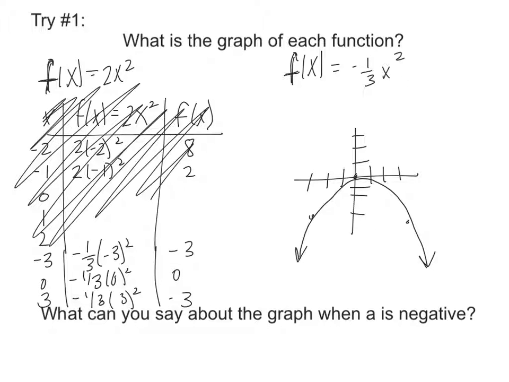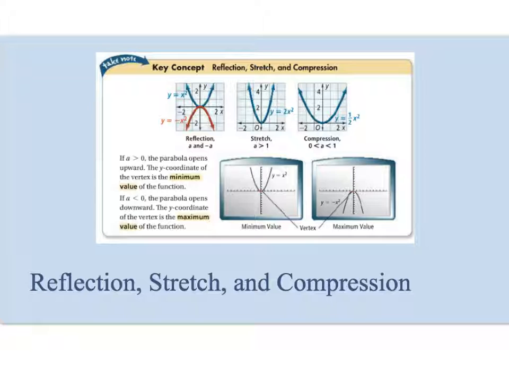So to answer the final question, it says, what can you say about the graph when a is negative? A would be either this 2 or this negative 1/3. So they're asking, what can you say about the graph when a is negative? You can say that it reflects about the x-axis. So reflects about the x-axis. All right.